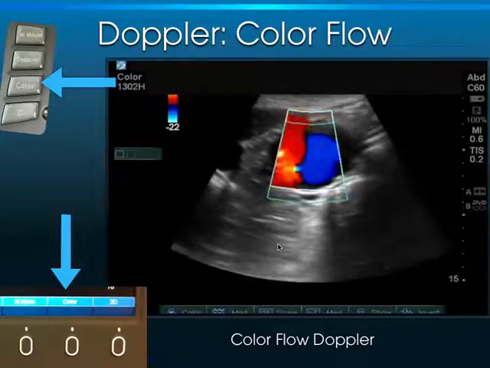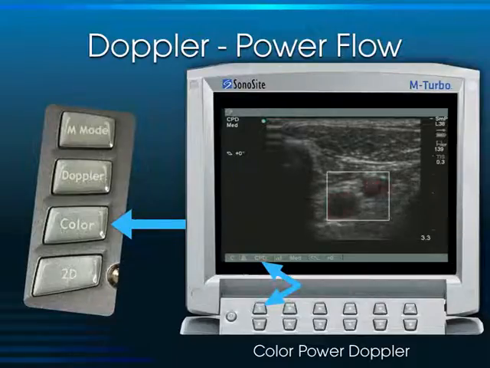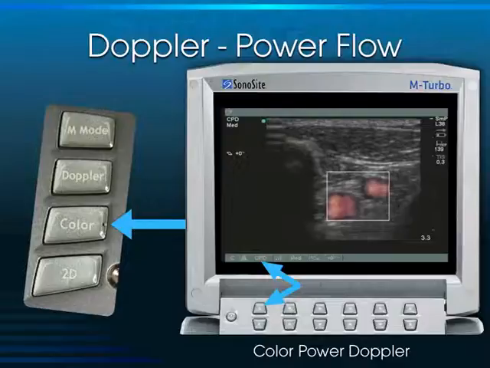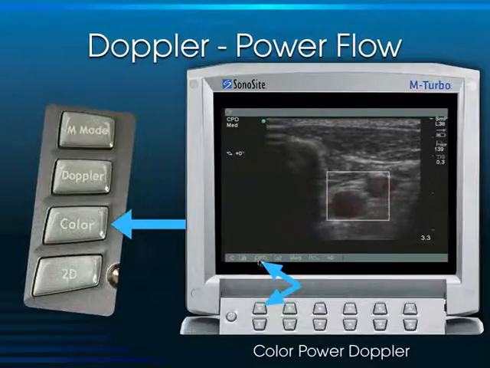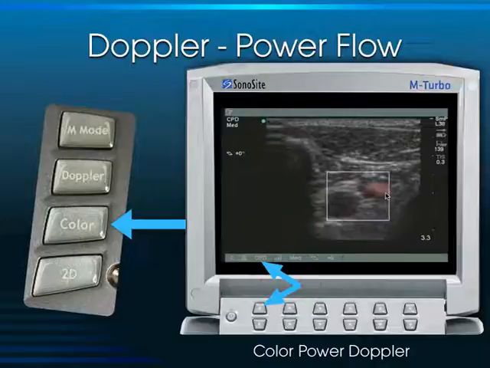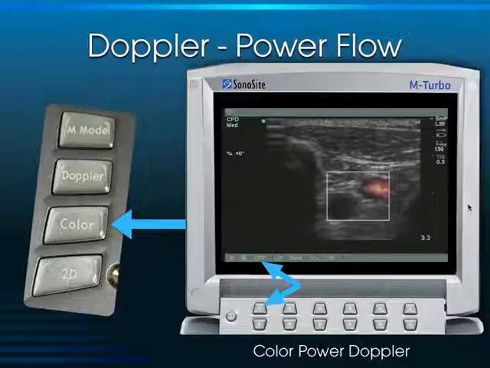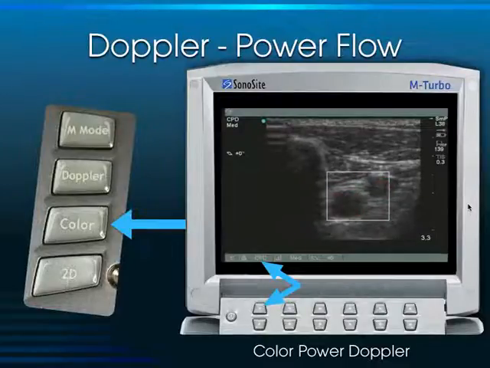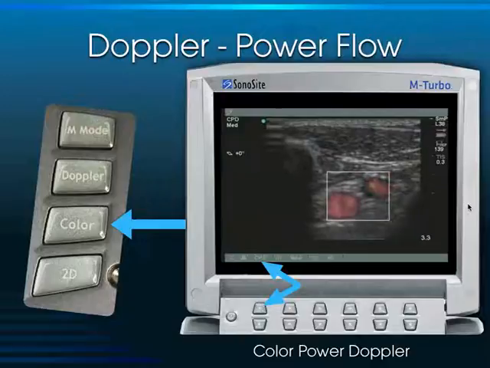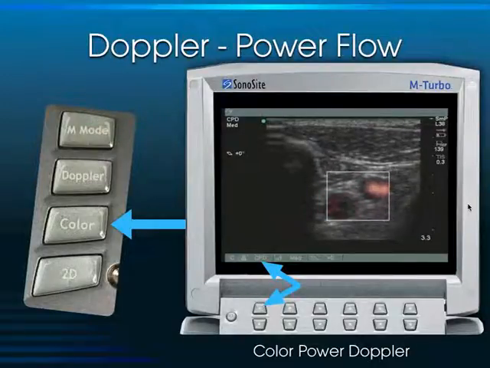So color flow, and then there's power flow. Power flow is where after you've got the color on, you can toggle to the power flow. And when the power flow is on, it looks like an orange-only type of flow. It's not directional, and it's a lot less angle dependent and easier to work with than the color flow is. It's also a more sensitive type of flow that you would use, for example, at low flow states like the lymph nodes or the testicles.